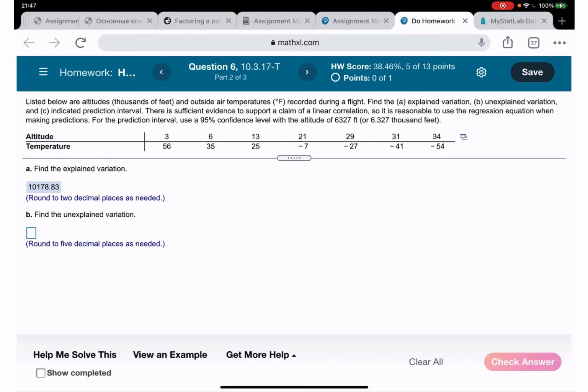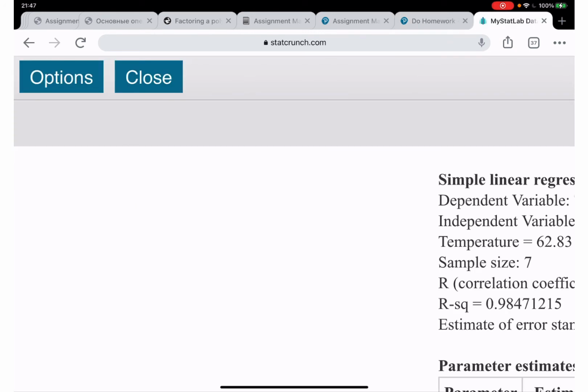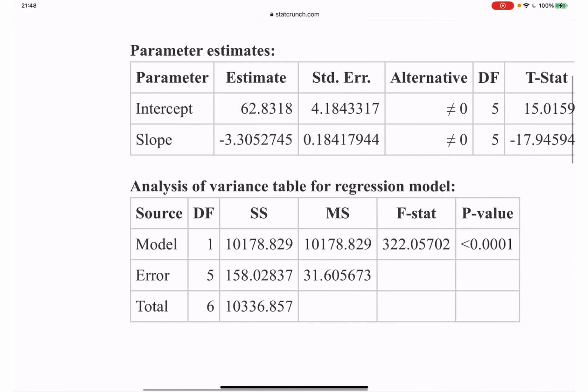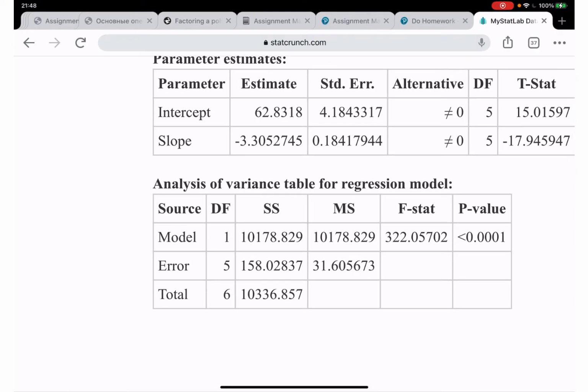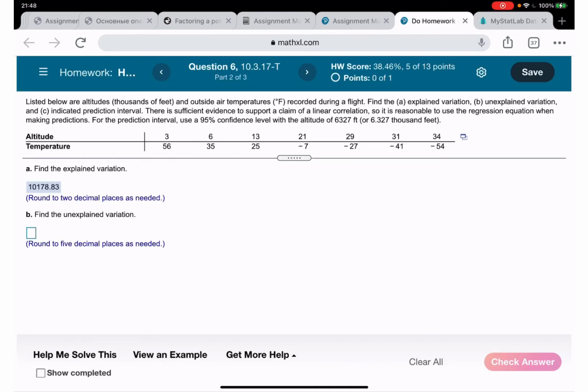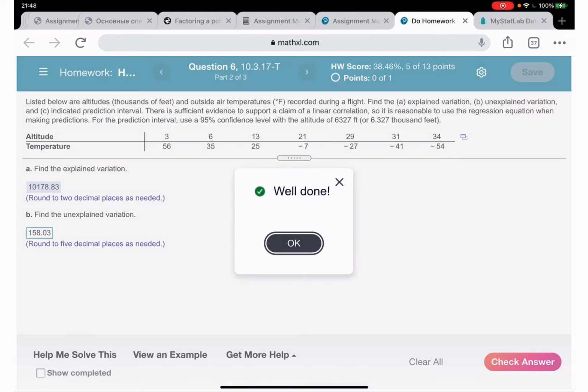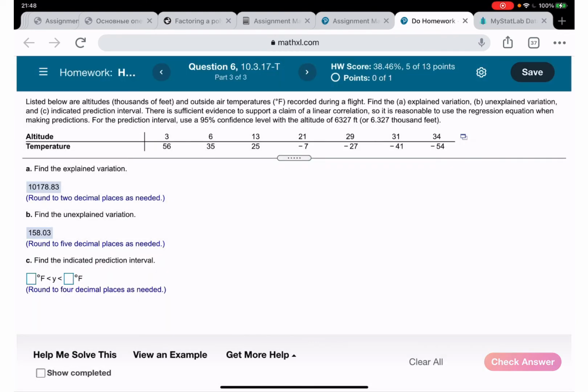Next is going to be unexplained variation. Let's go back. Unexplained is going to be error. So that is error under sum of squares. That is going to be 158.03. I have it here written down. 158.03. Okay, so what else do we have left?